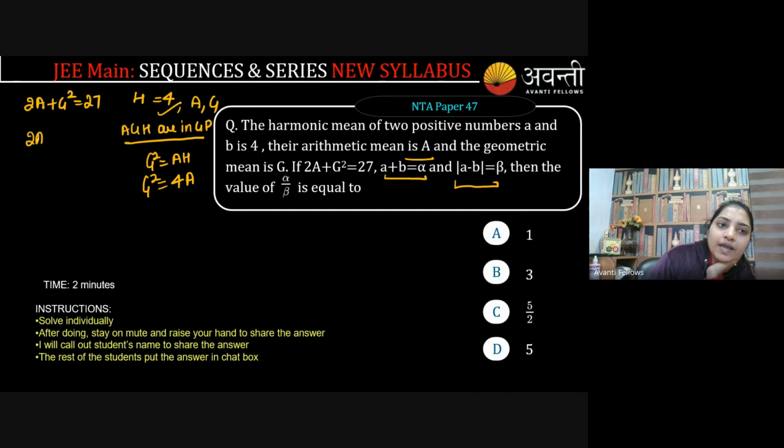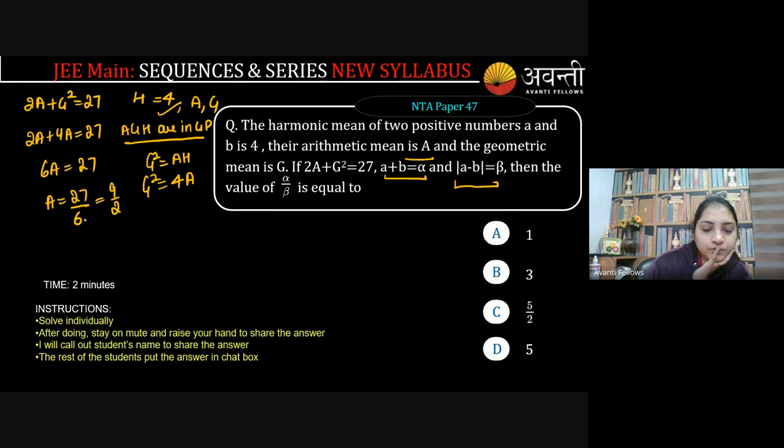So 2A plus 4A is equal to 27. It means 6A is equal to 27. A must be equal to 27 by 6. So it means 9 by 2 is the value of A. Yes or no? Yes, ma'am. Clear, everyone?